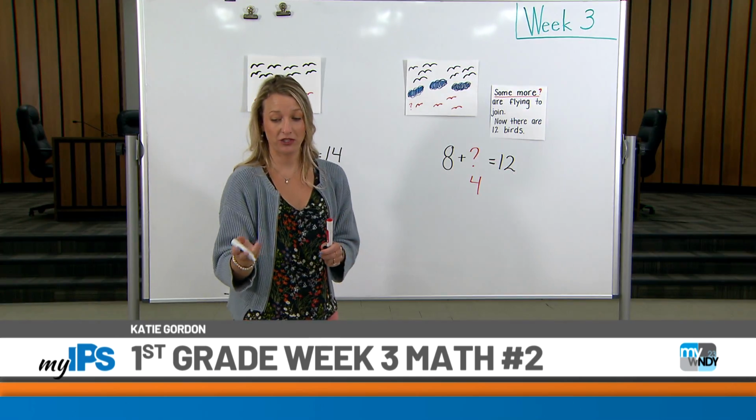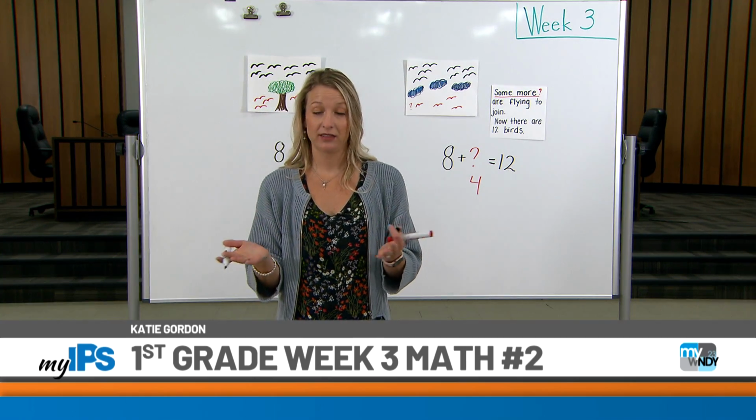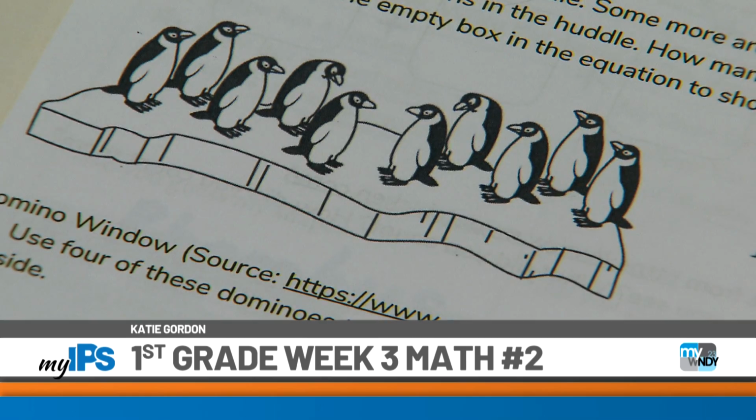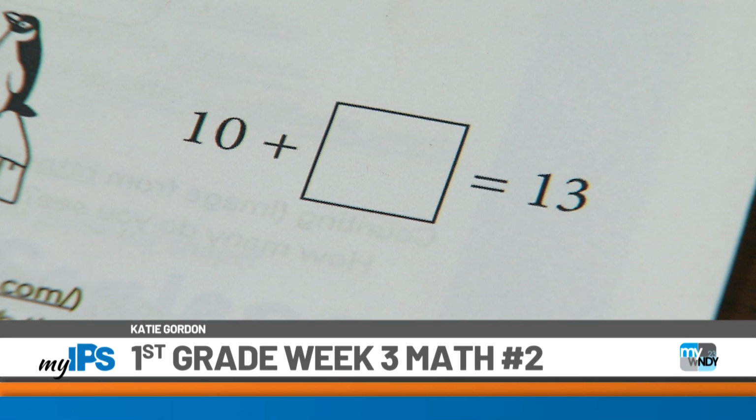So now I want you to look at your penguins. There are 10 penguins on the ice. Somehow, some more friends come and join, and then there ends up being 13 penguins. So how many penguins came and joined? I want you to count on to identify how many more penguins came, just as we just did for the birds. So go ahead and count on and solve those 2 word problems.